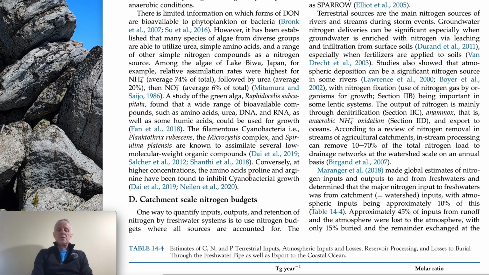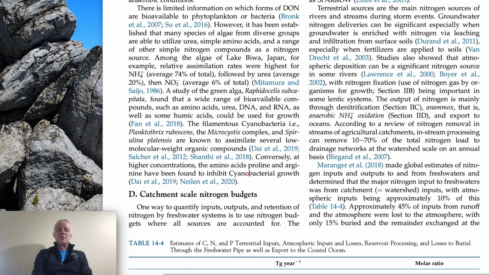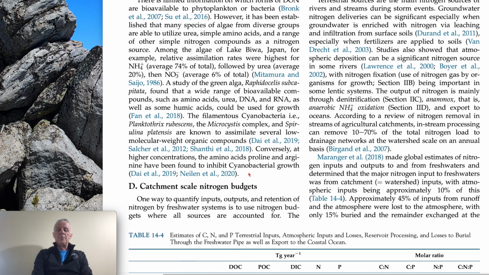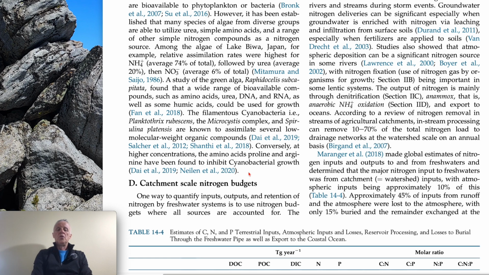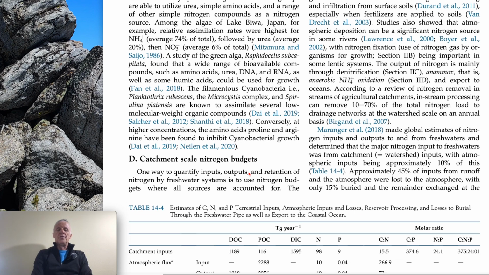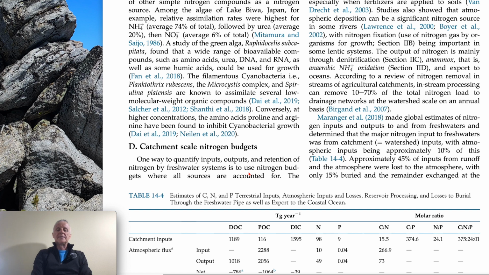The output of nitrogen is mainly through denitrification, anammox, that is anaerobic ammonium oxidation, and export to oceans. According to a review of nitrogen removal in streams of agricultural catchments, in-stream processing can remove 10 to 70% of the total nitrogen load to drainage networks at the watershed scale on an annual basis.